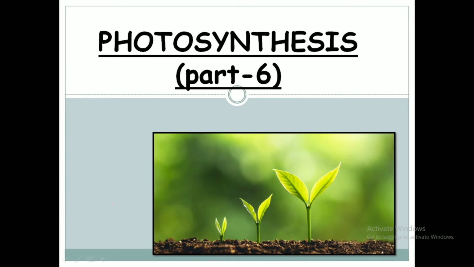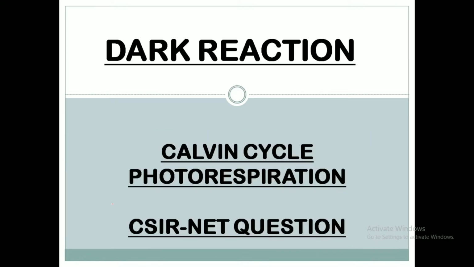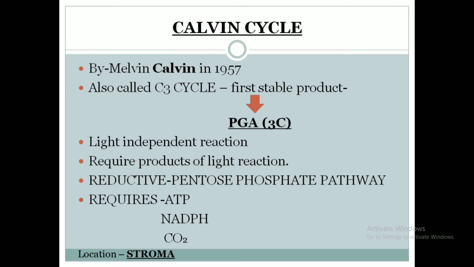Hello everyone. So this is the sixth part of photosynthesis, and in this lesson we'll be discussing mainly the dark reaction, that is the Calvin cycle, and also we'll be focusing upon photorespiration, and finally we'll be solving a previous year CSIR NET question. So first of all, let us discuss the Calvin cycle.